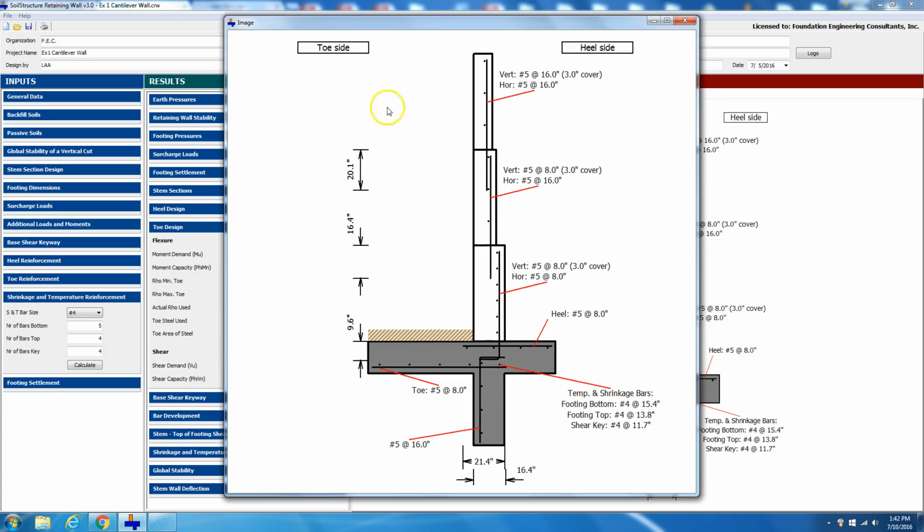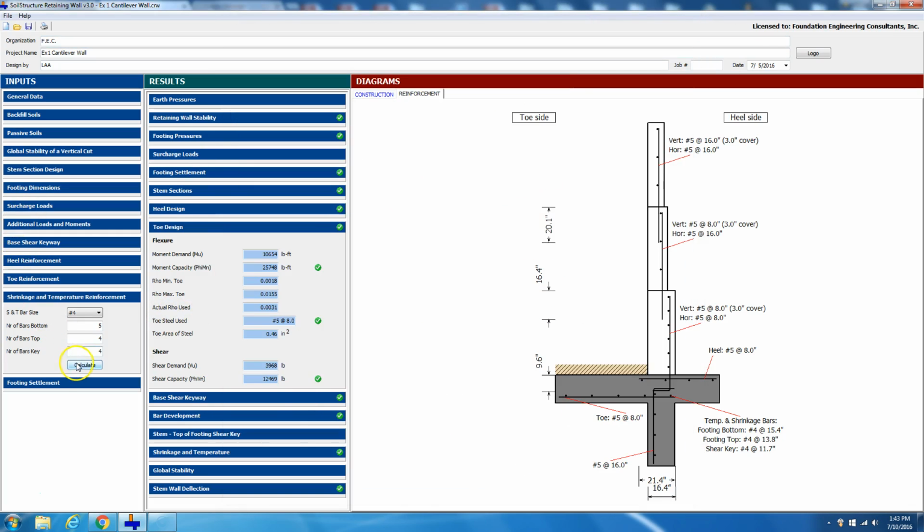So if you look into the reinforcement diagram, these are your shrinkage and temperatures. Okay, and then here at the top. The beauty about this version is you can say calculate, and there it gives you the maximum spacing, but it will not exceed 18 inches.